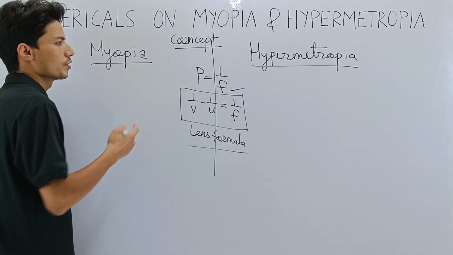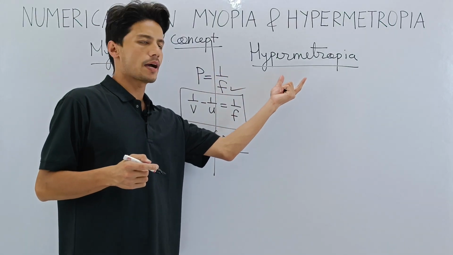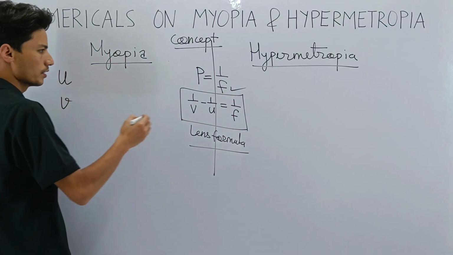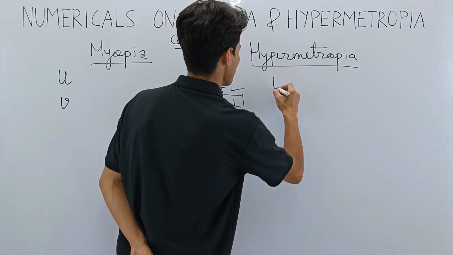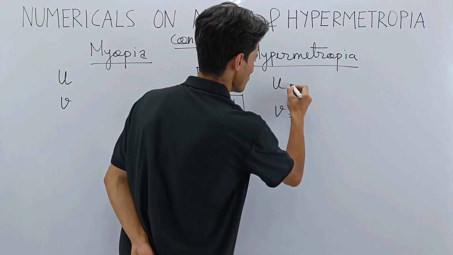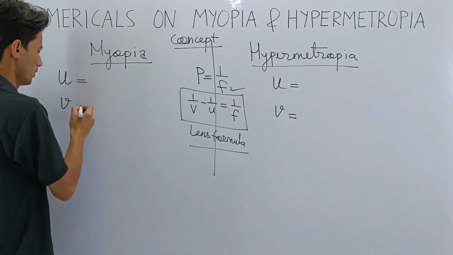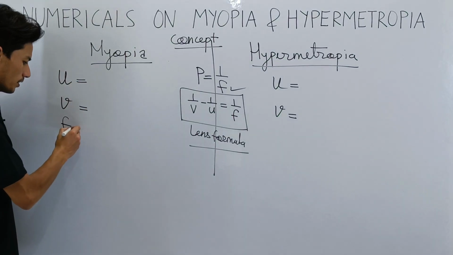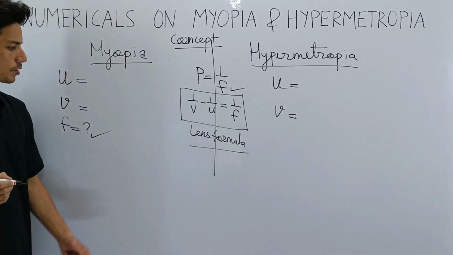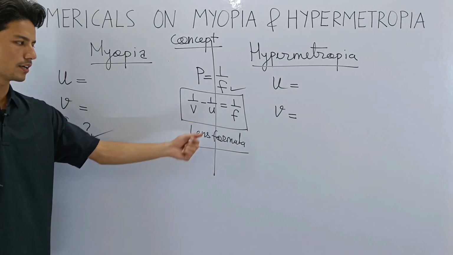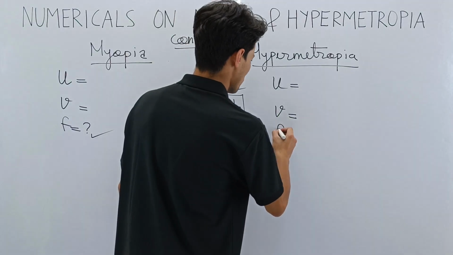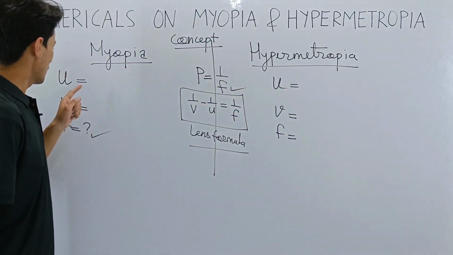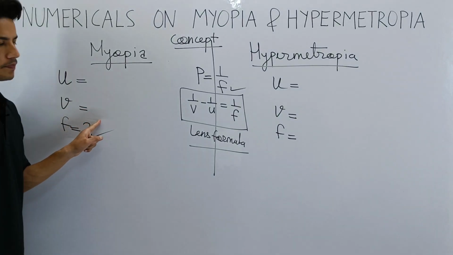So in numericals on myopia and hypermetropia, we have to find only these two, u and v. If we have u and v, then finding the focal length will be easy, because we will be using the lens formula. So let's find out how we sort out our u and v in both myopia and hypermetropia.